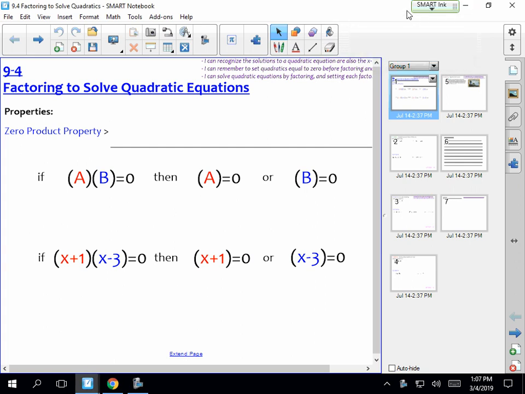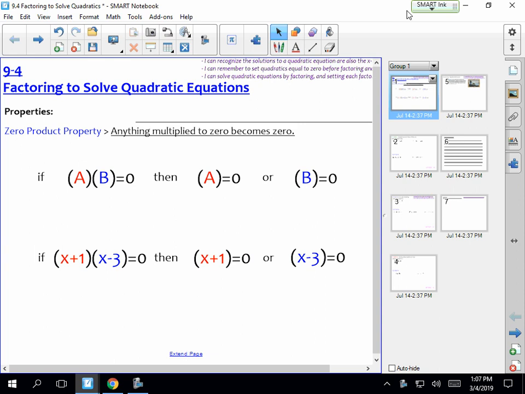Okay, so today we're focusing on factoring to solve quadratic equations. And I'm going to show you two more methods after this, because the question that should come up is, what if it can't be factored? Is there still a way to solve it? And there is. So the zero product property says anything multiplied to 0 becomes 0.